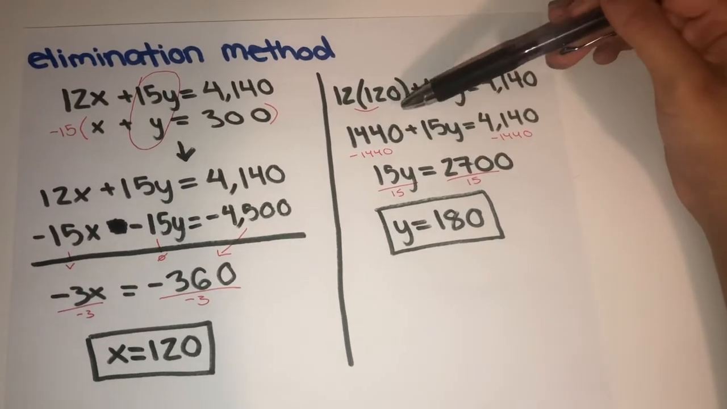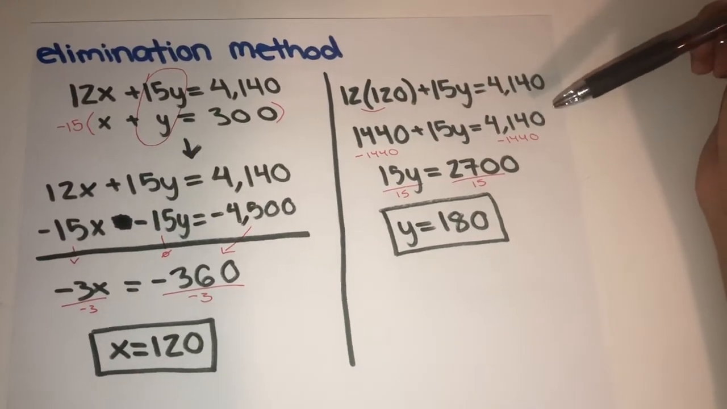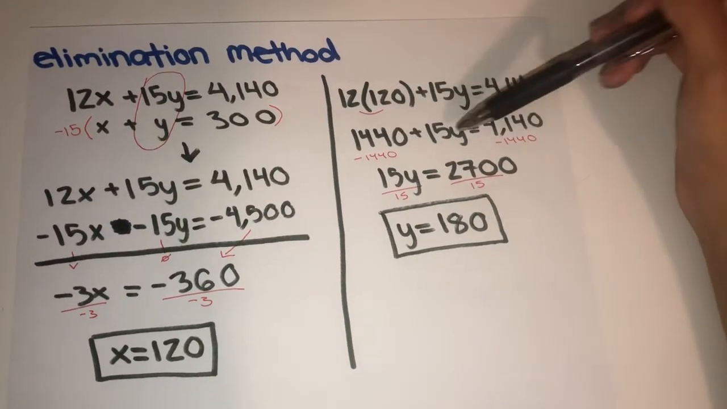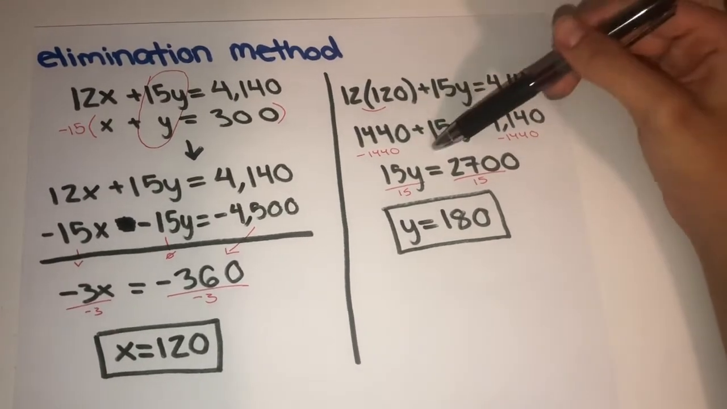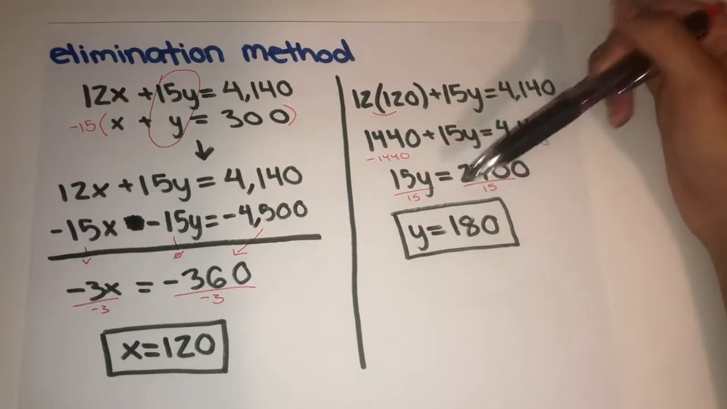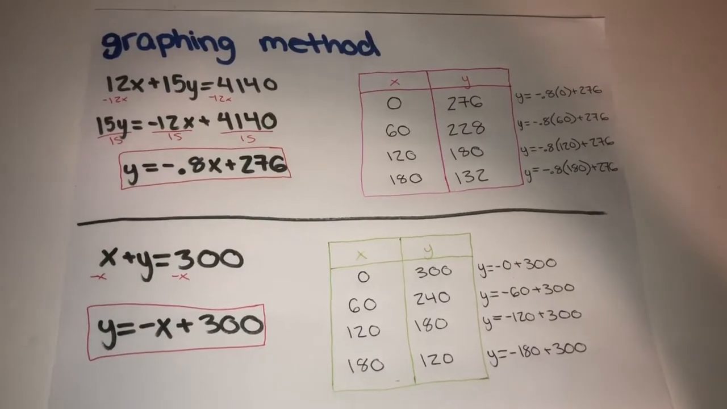Multiply, and it's 1,440 plus 15y equals 4,140. Subtract to get y by itself. 15y equals 2,700, and then divide both sides by 15, and you get y equals 180. So the last method to use is the graphing method.